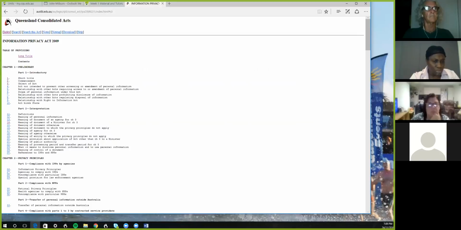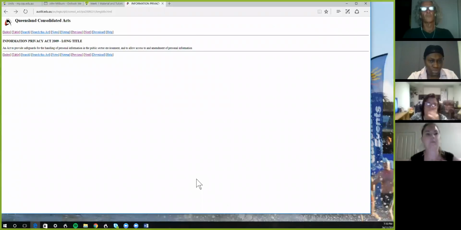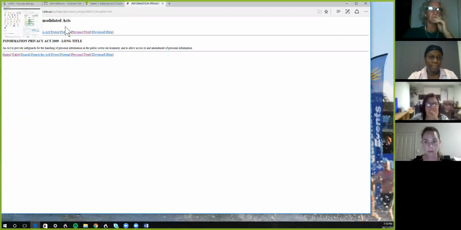All right. What about this one, the long title? Maybe it tells us something about the purpose of the legislation. I'm not sure if you can read that, but it says that the Information Privacy Act 2009 is an act to provide safeguards for the handling of personal information in the public sector environment and to allow access to and amendment of personal information. So I think that provides some indication of the purpose.